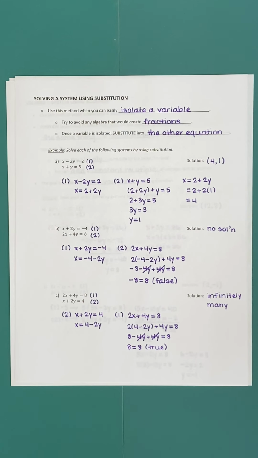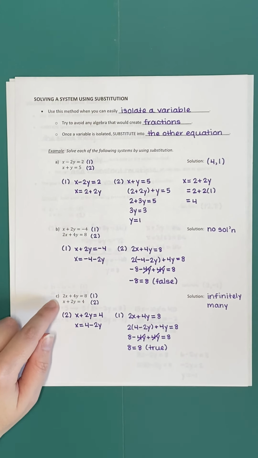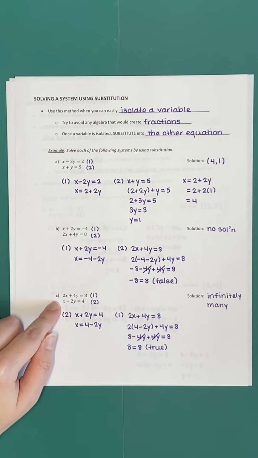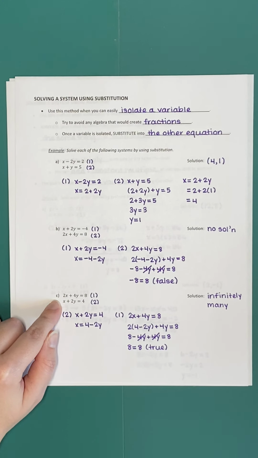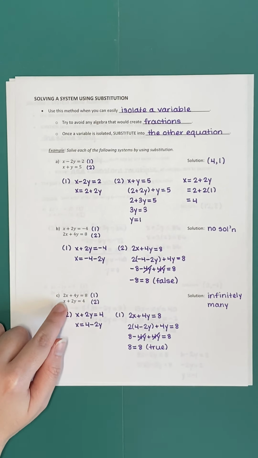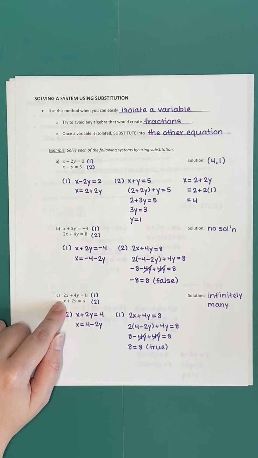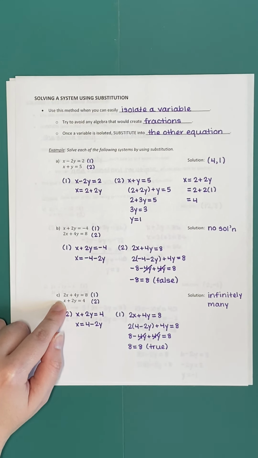Well, if that's what no solution looks like, what about infinitely many? What's that going to look like? It's going to be similar. So again, same idea, label your equations, pick a variable to isolate. In this case, the second equation and the x, that's going to be the easiest one to isolate because that x is the only variable that has a coefficient of 1.